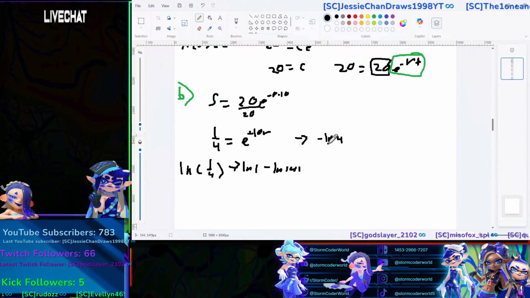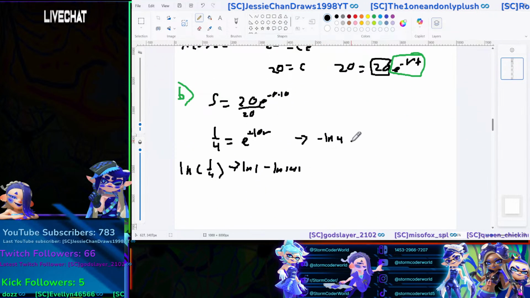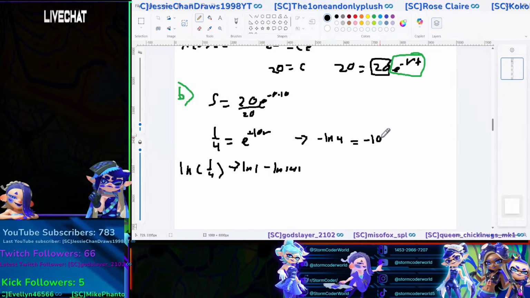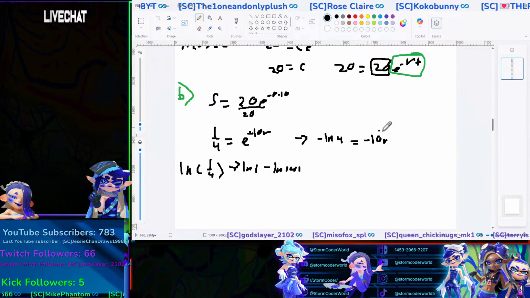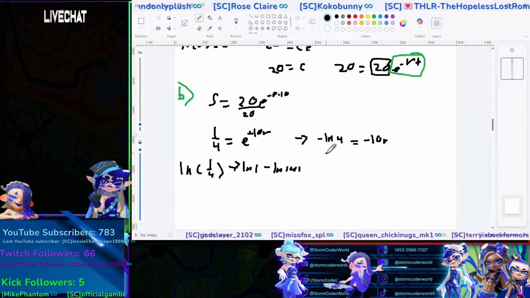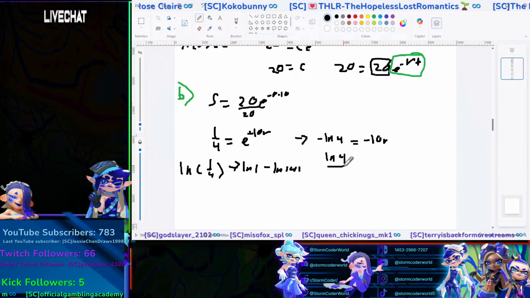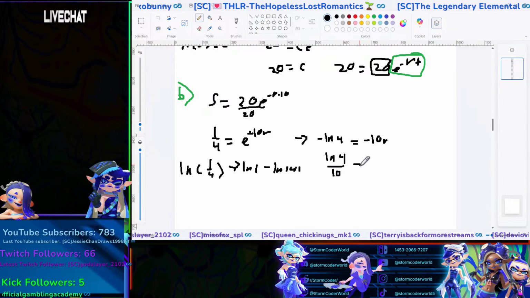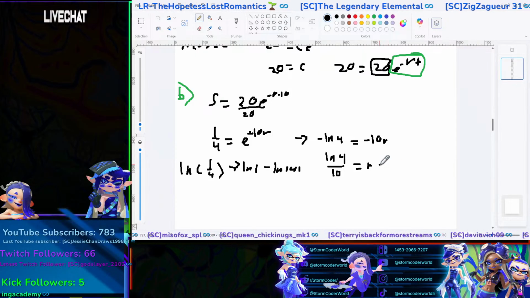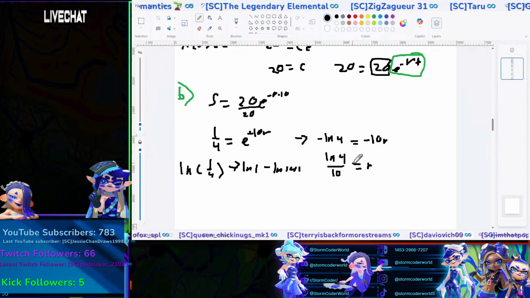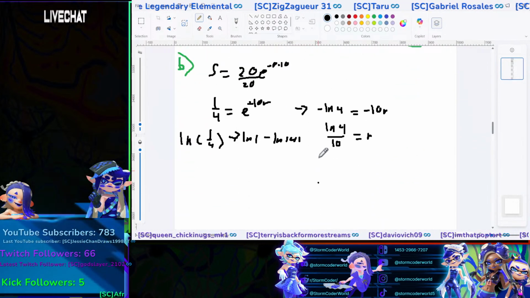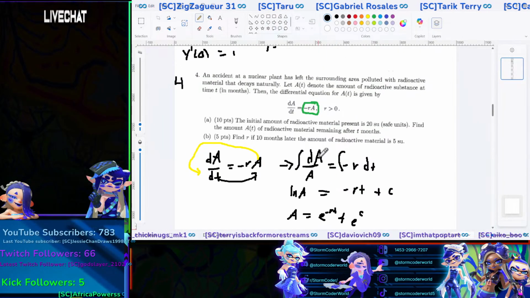Okay, so this is negative ln 4. I remember what this is. This is negative 10r. So then I could just divide this over. So the ln 4 over 10 is equal to what my r would be. That's what my r would be in this case. So that could work. That should work.